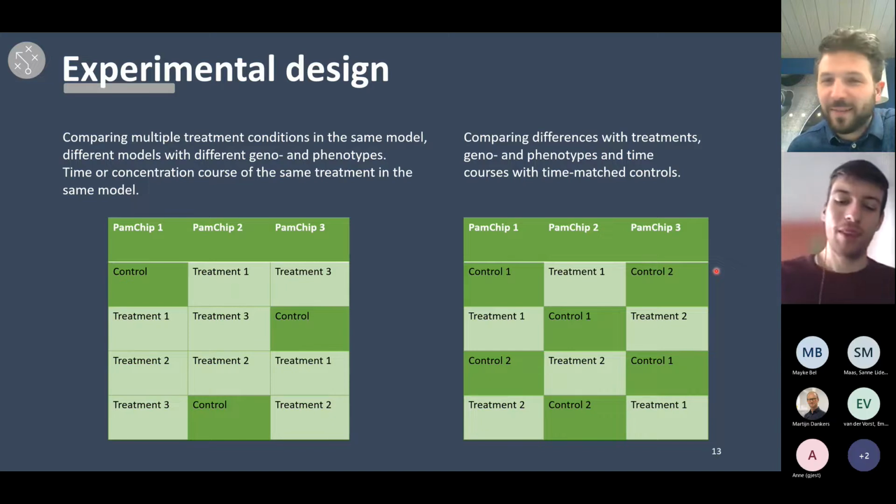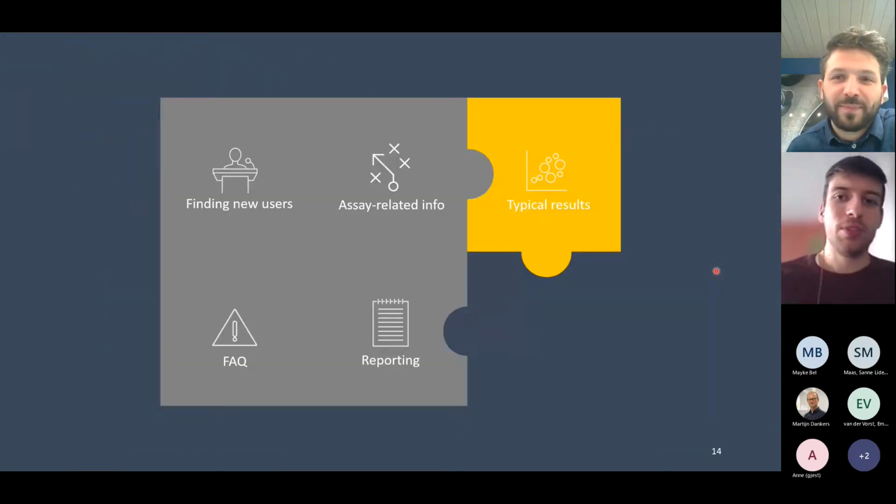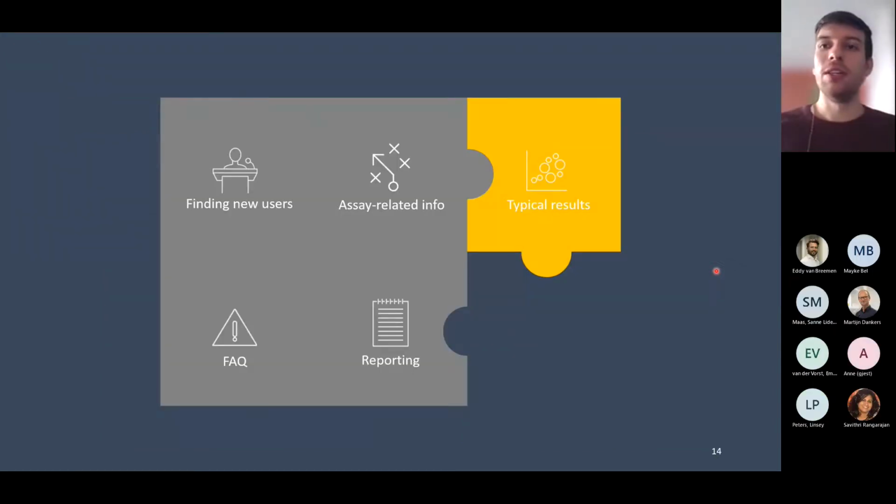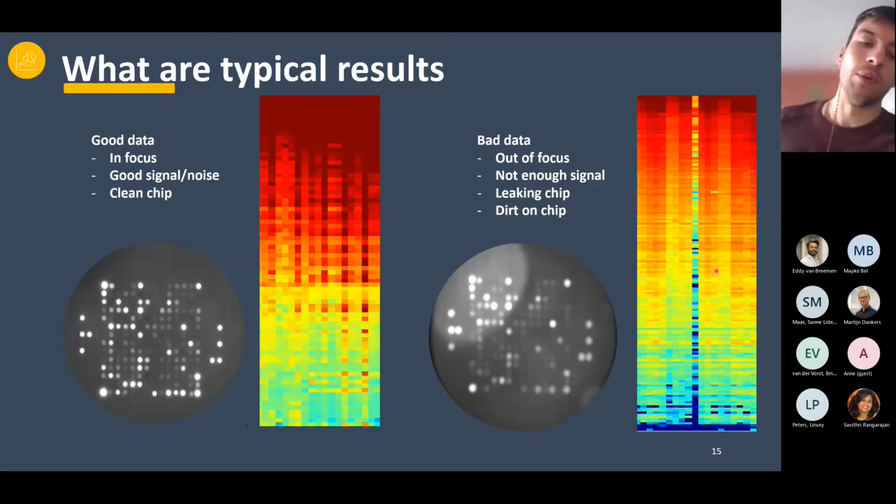That's great. Yeah, nice. So let's move on to the typical results section. Okay, you have designed your experiment. You go to the PAM station, you run your samples. What exactly can you then expect? This is really raw data that you get from the PAM station, and this is one example that we get.